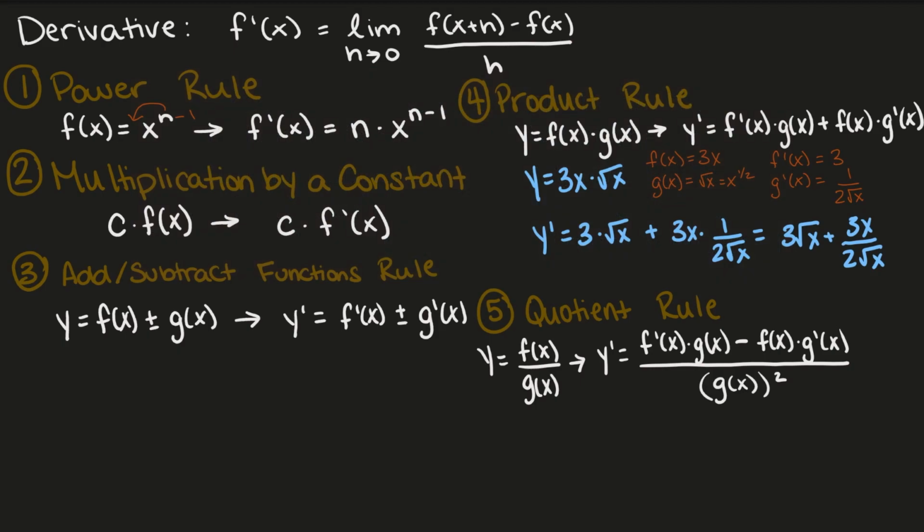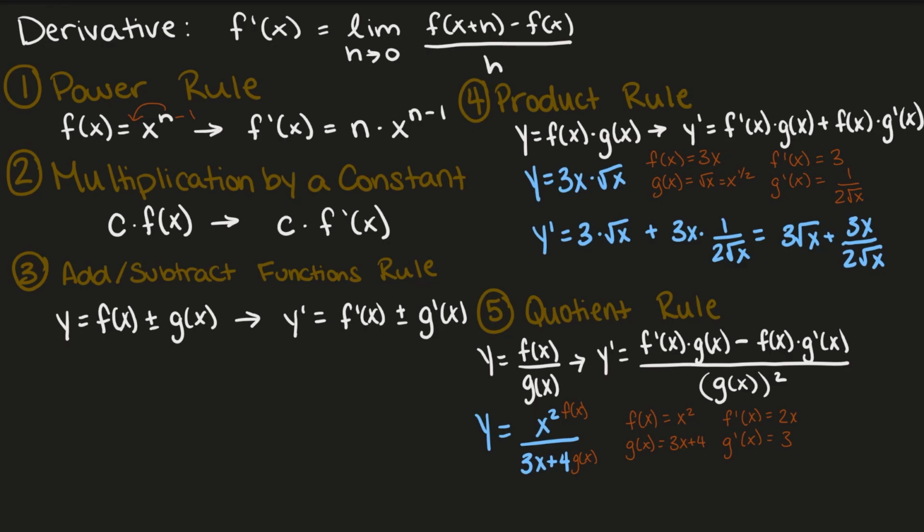For example, if we have y equals x squared over 3x plus 4, well, my numerator is going to be my f of x, and my denominator is my g of x. So if f of x is equal to x squared and g of x is equal to 3x plus 4, f prime x equals 2x, that's from the power rule, and g prime x is equal to 3, also from our power rule, and then our add and subtract functions rule.